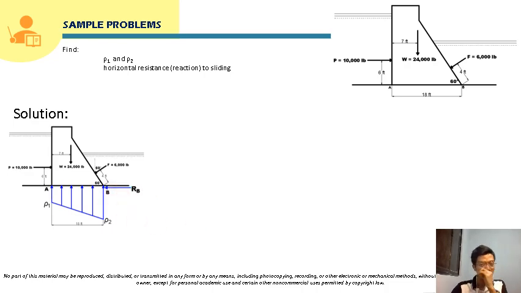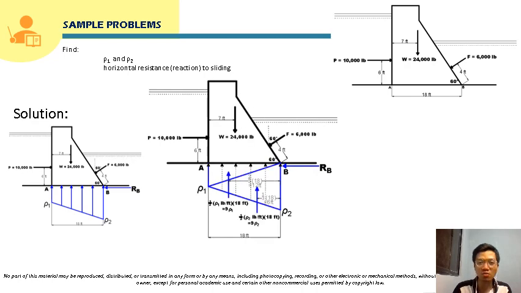So from here, we will start solving. We have three unknowns here: rho 1, rho 2, and RB. So we will generate three equations. For the first equation, we will draw this first.